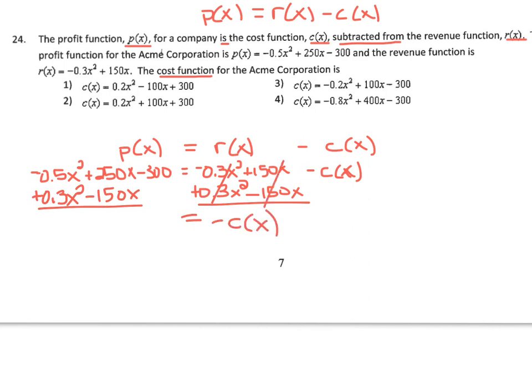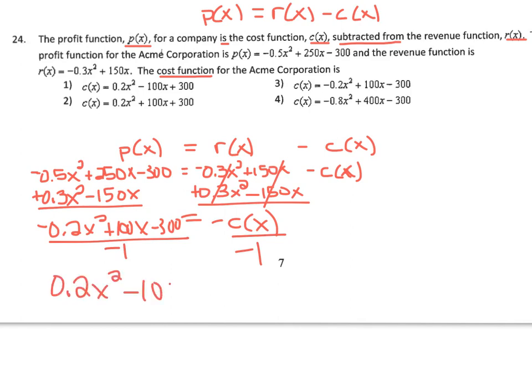And then on the left side, we're just going to combine like terms. So I get negative 0.2x squared, and then plus 100x, and I'll bring down that minus 300. Now this negative sign here just tells us we could divide everything by negative 1, right? So that's going to leave us with positive 0.2x squared minus 100x plus 300 being equal to C of x. So that would be choice 1.